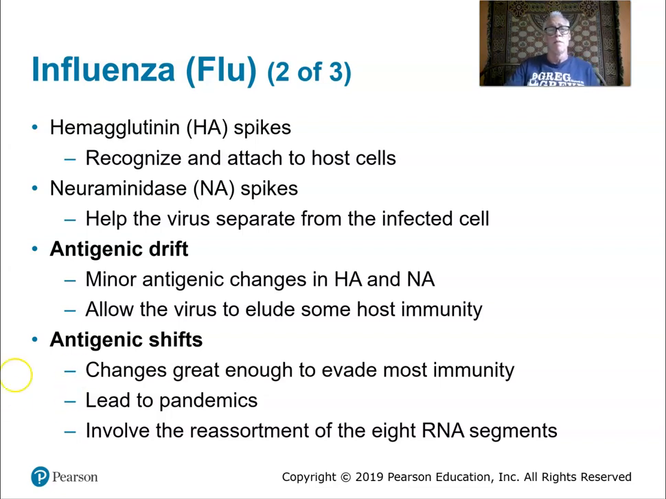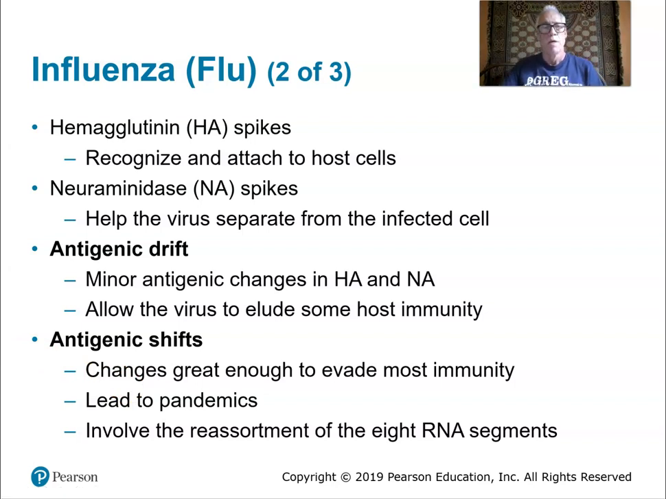Antigenic drift and antigenic shifts. These things can change relatively rapidly. Minor antigenic changes in the hemagglutinin and neuraminidase form different versions of these viruses, and they're often named that way. H1N1, for example, would refer to a particular specific hemagglutinin and neuraminidase protein. Reassortment is what it's called when they swap out the parts of the genome. There we go. It allows the virus to escape from the immune system to some degree.